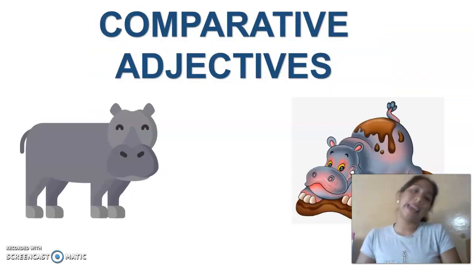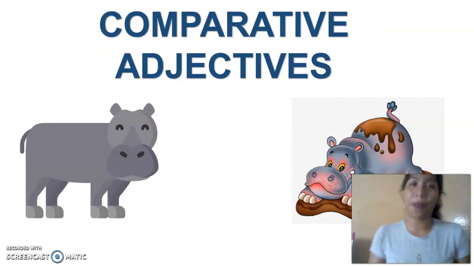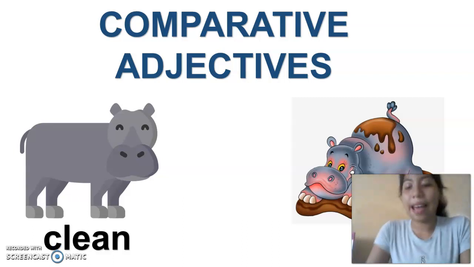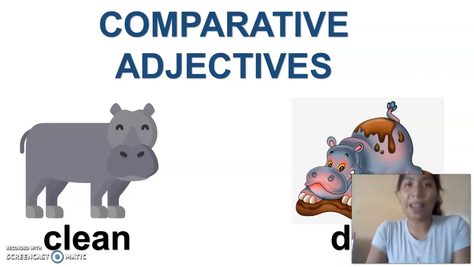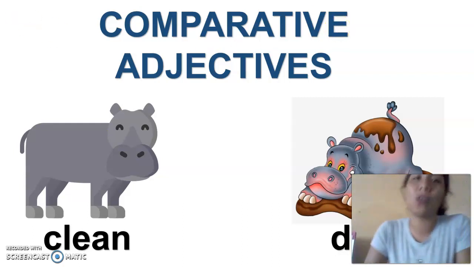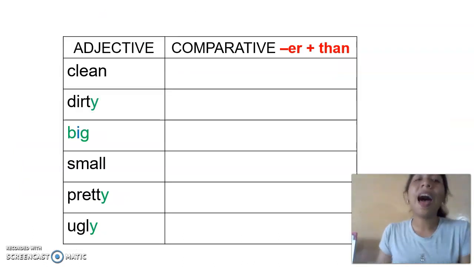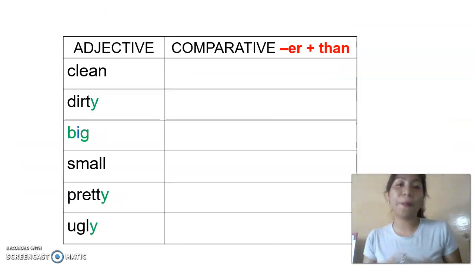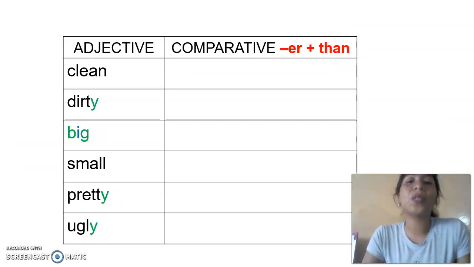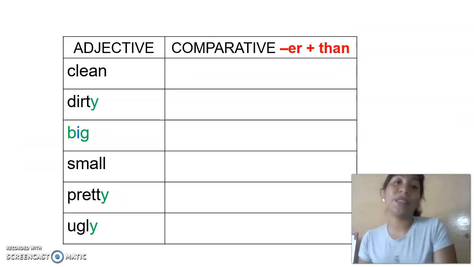In this case, we have a hippopotamus, and they are sharing different adjectives. The first hippopotamus is clean, and the second one is dirty. Okay, we have two elements because we are going to compare. Remember, two elements to compare. How can you form a comparative? You just have to add ER at the end of the adjective.